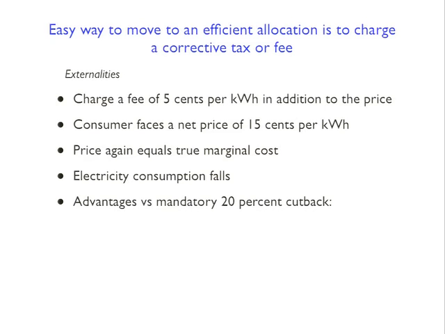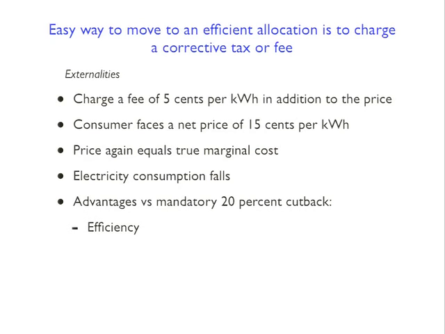So when you compare this mandatory 20% cutback versus using the pricing mechanism by charging this corrective tax or fee, there's a couple advantages to using the corrective tax or fee. One clear advantage is efficiency, in the sense that when you have the mandatory cutback, there's probably some people for whom cutting back electricity is not that big a deal, and you wouldn't have to pay them all that much to cut back their electricity substantially. On the other hand, there's some people who may have very inelastic demand for electricity, so you might have to pay them a whole lot to actually achieve a 20% cutback.